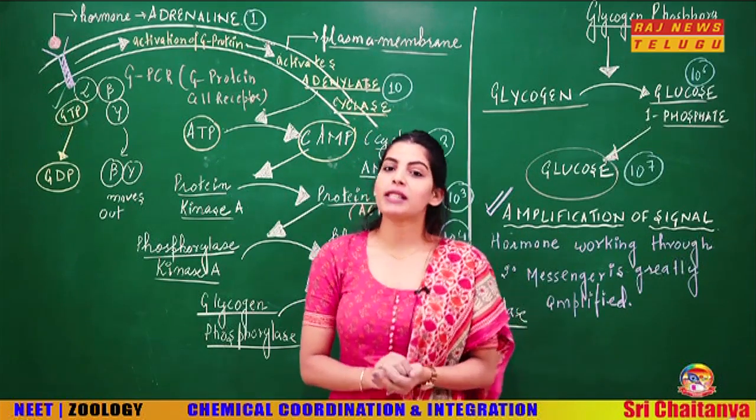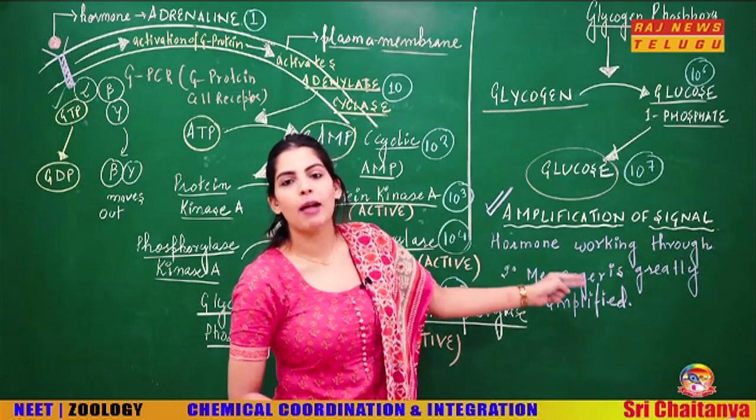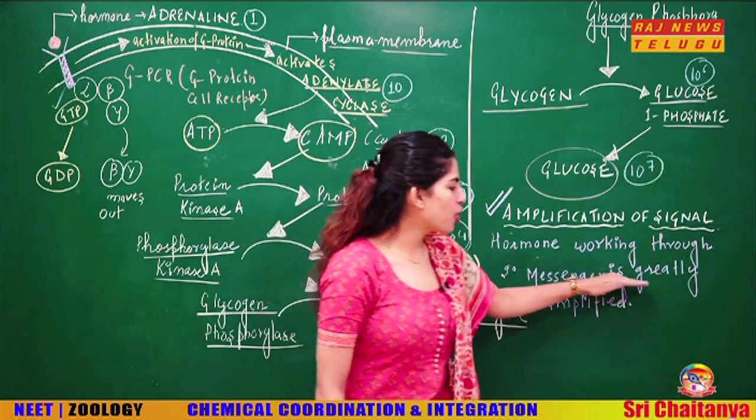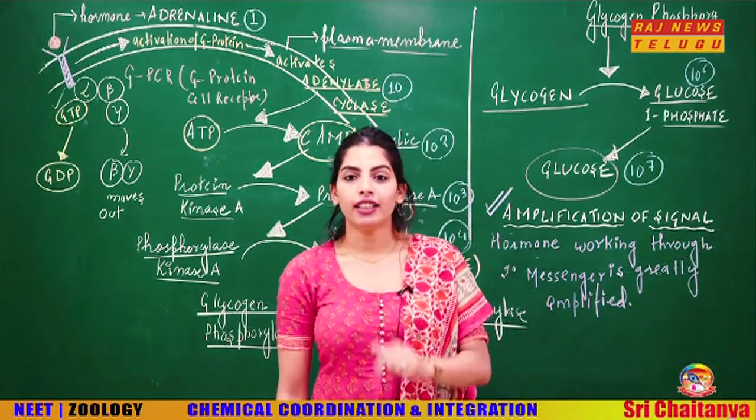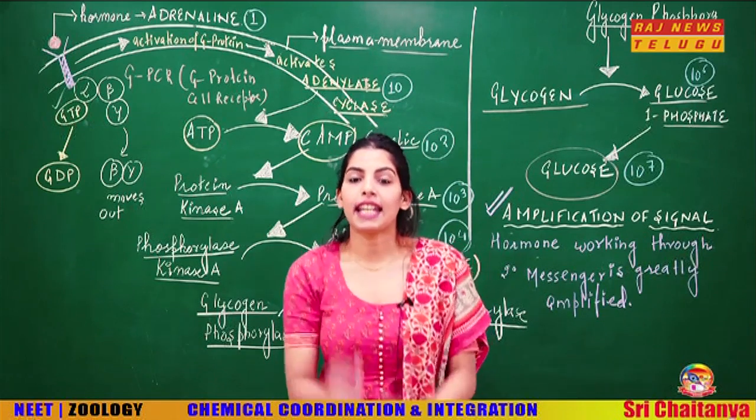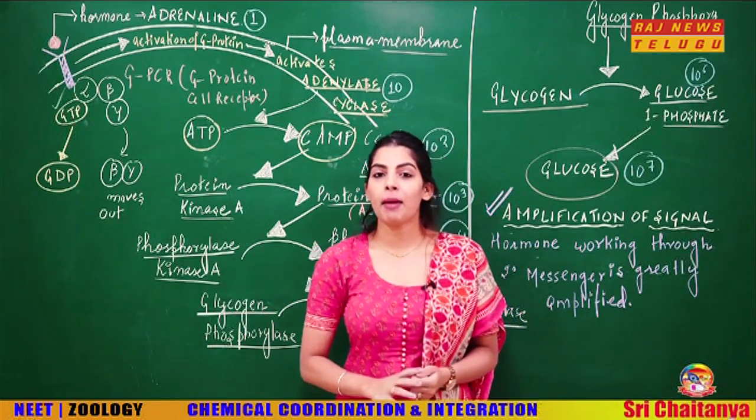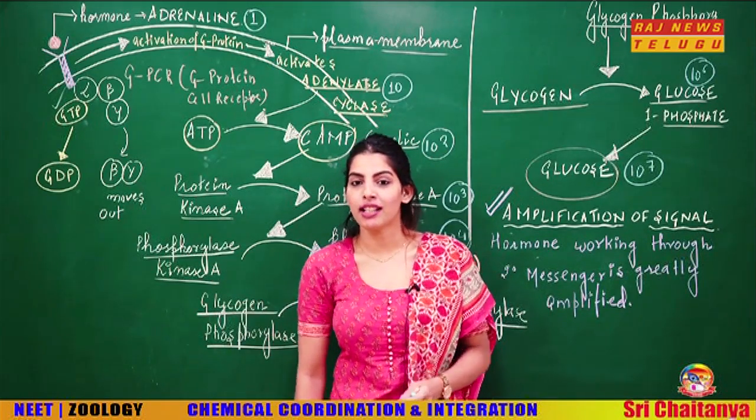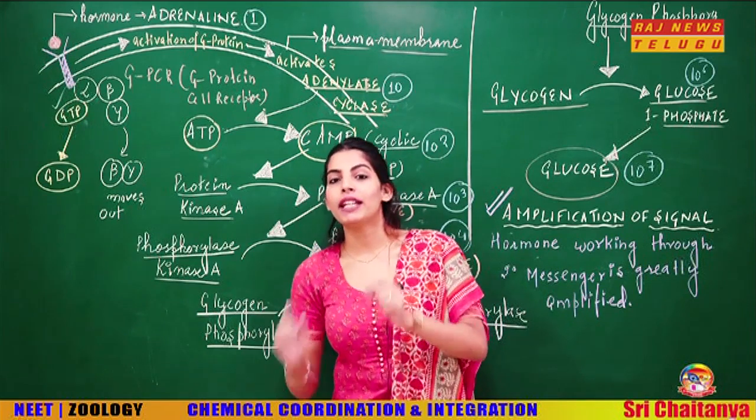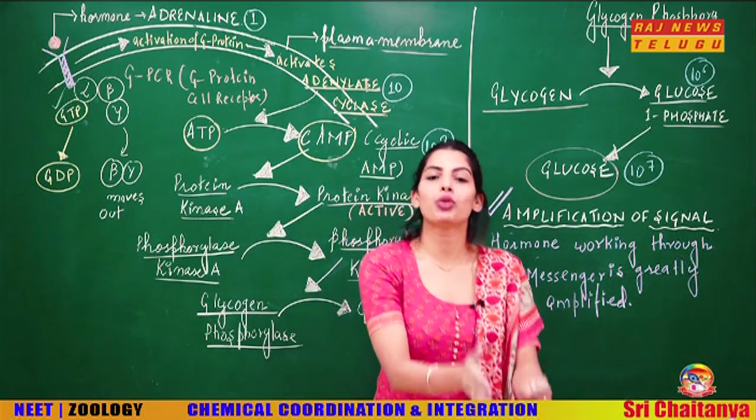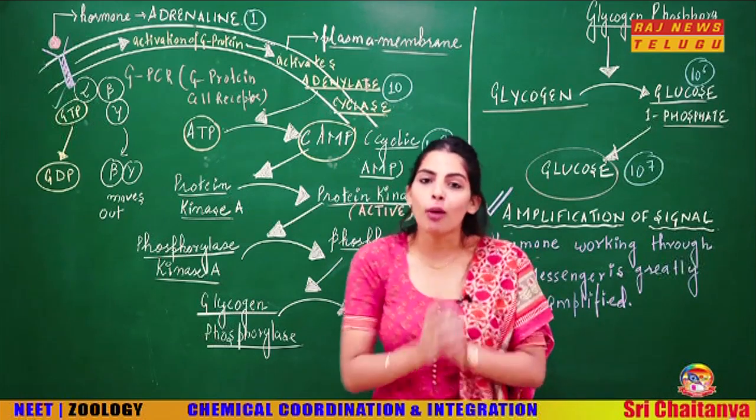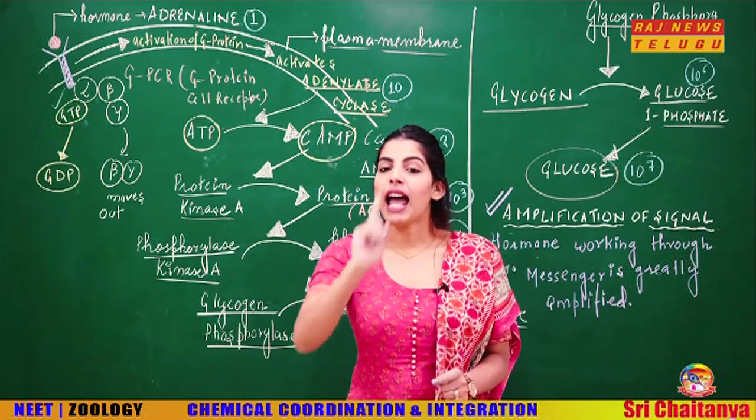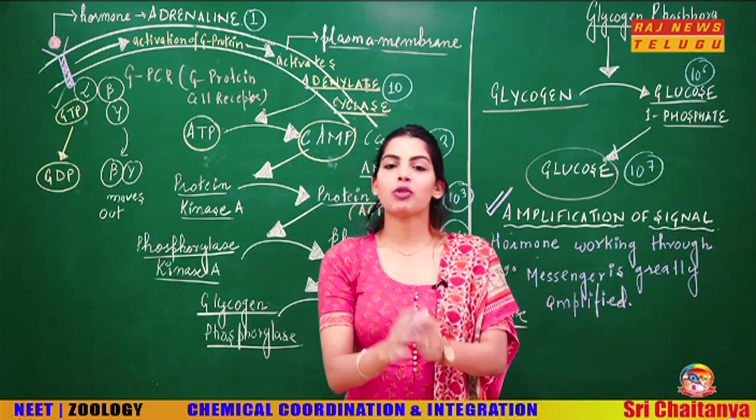Why is it so? It is because, students, there is always an amplification. What I have written is: hormones working through secondary messengers are greatly amplified, unlike the hormones working through nuclear receptors, where the response will be as much as the number of hormone-receptor complexes formed. Getting my point? In case of nuclear receptors, the response will be as much as the hormone-receptor complex formed.